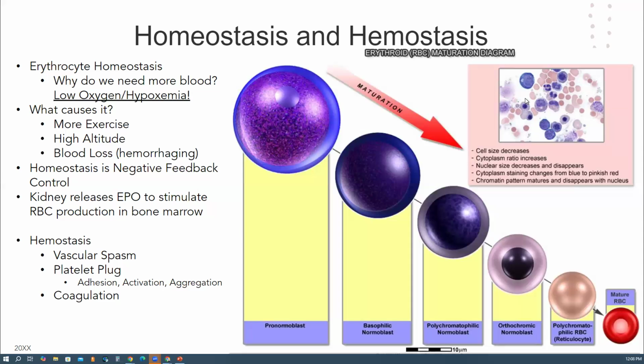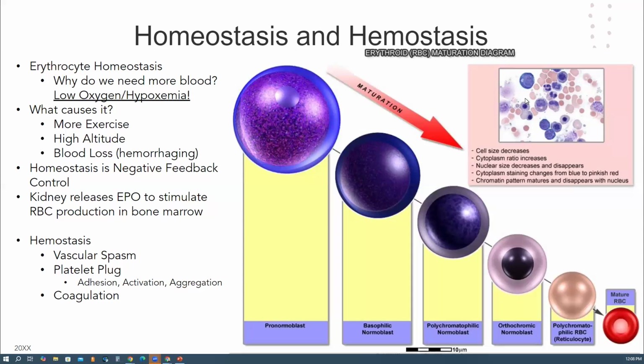So red blood cells can go up or down based on your activity level, where you live, and obviously if you're bleeding out. So remember, that is a negative feedback loop. Like I mentioned, your body will make as many red blood cells as it needs, and it'll get rid of the red blood cells that you don't need.